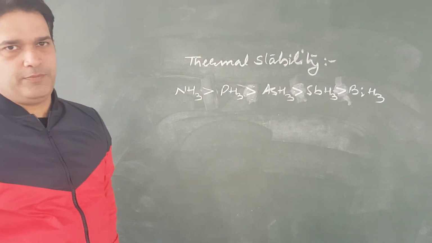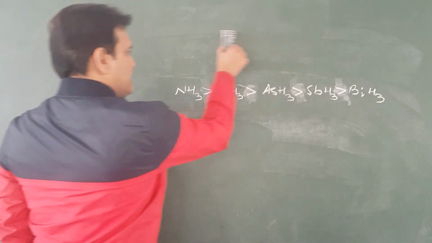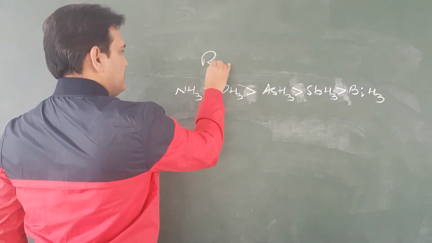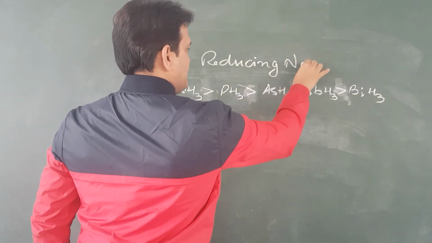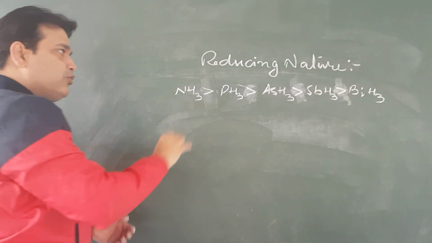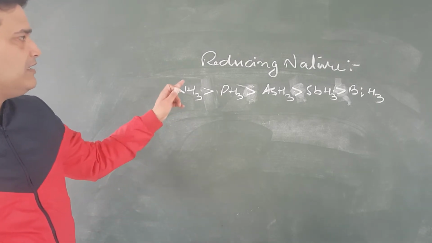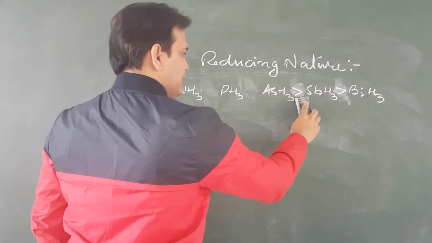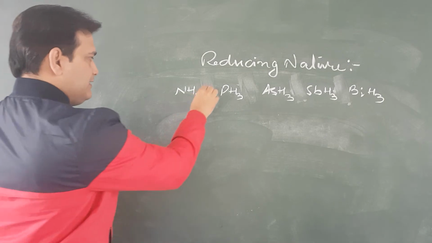And if I talk about reducing nature, the next point is reducing nature. Reducing nature is just the reverse of the thermal stability. So it will increase down the group. This is the trend.